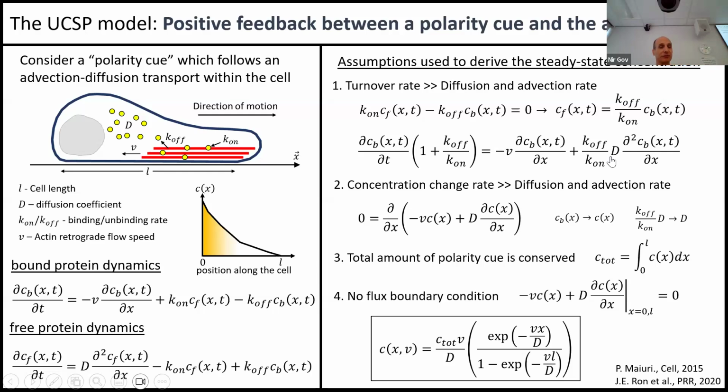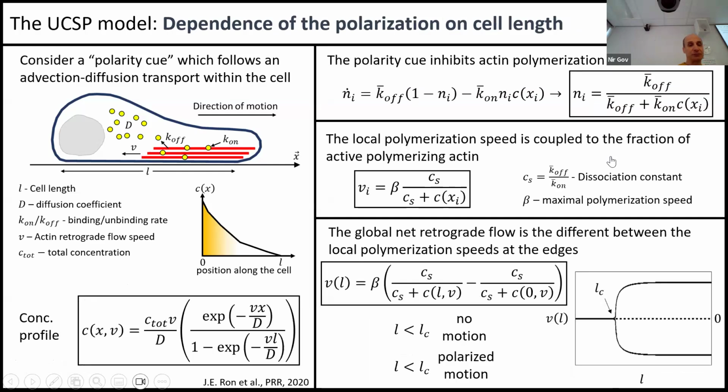Now, the crucial point in order to make this into a model of how cells spontaneously polarize and begin to move is to complete the feedback loop by saying very ad hocly that the local speed at which the actin is polymerizing is itself dependent on the local concentration of this chemical. By local, I mean just 2 points, the front and the back. So our cell will be a one-dimensional object, and the local polymerization speed in the front and in the back will depend on the local concentration of this chemical, with some prefactor and some saturation concentration.